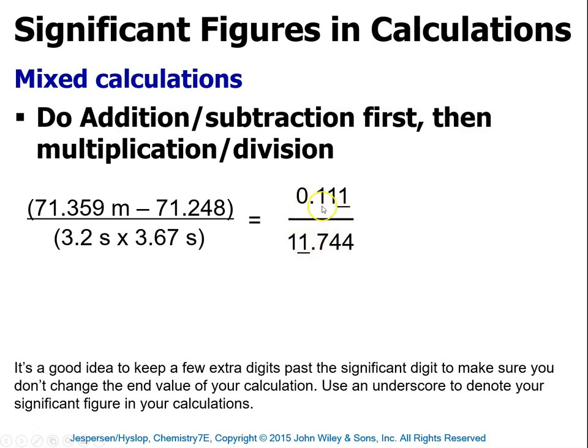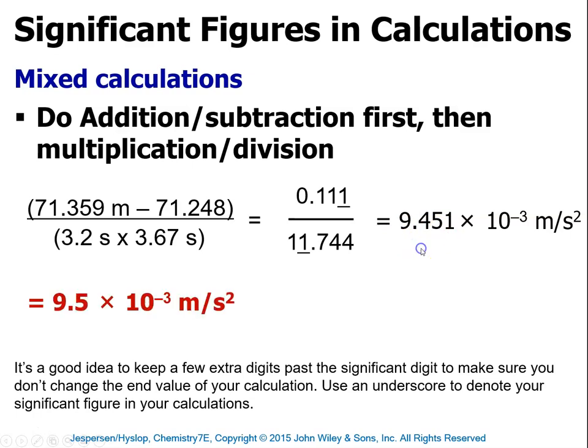Usually it's a good idea to keep some extra digits so you don't have rounding errors, and then just underline which digit is significant. So we're going to do this group first because it's bracketed, and then this group second, it's bracketed. And then we're going to do a division, and this one has 2, this one has 3. So then our final answer will be presented with 2 significant figures.